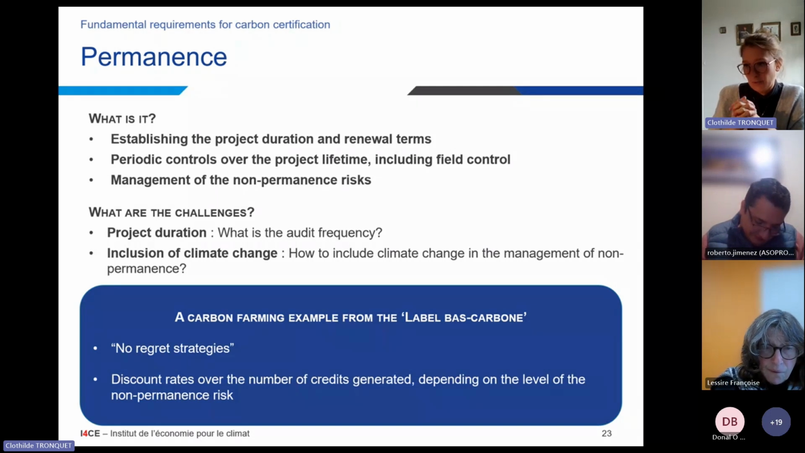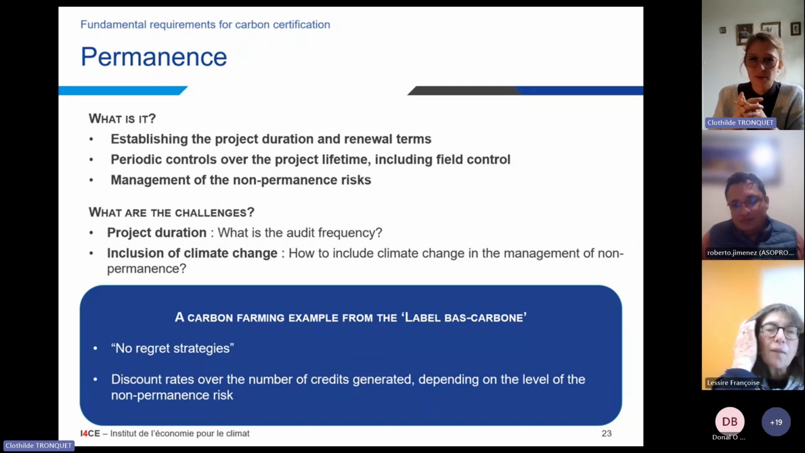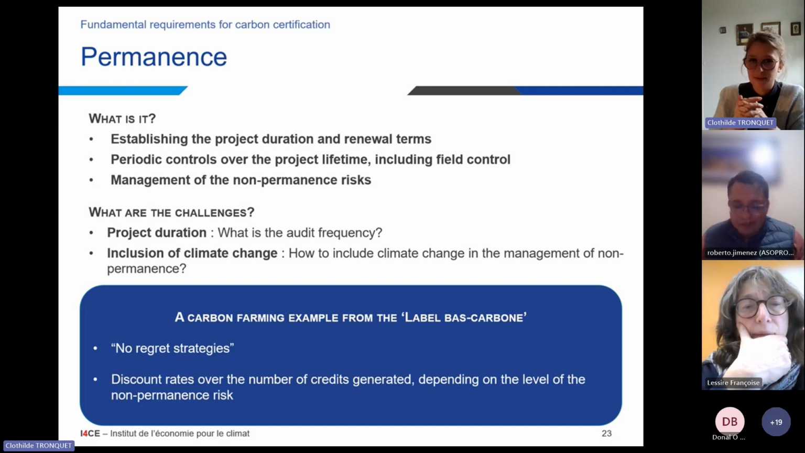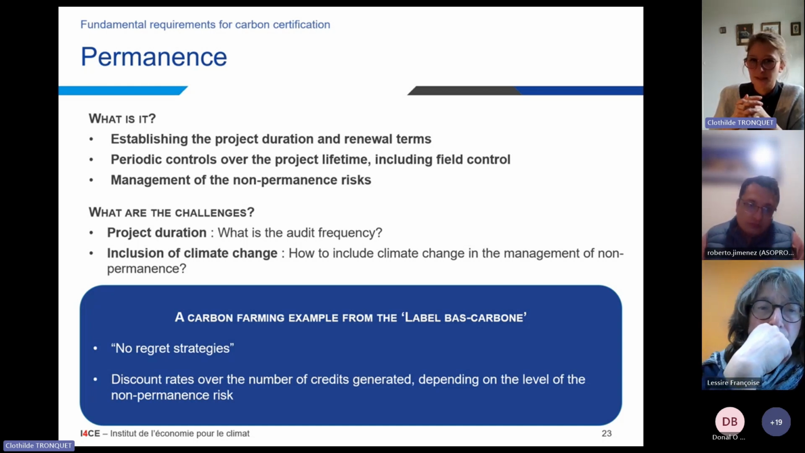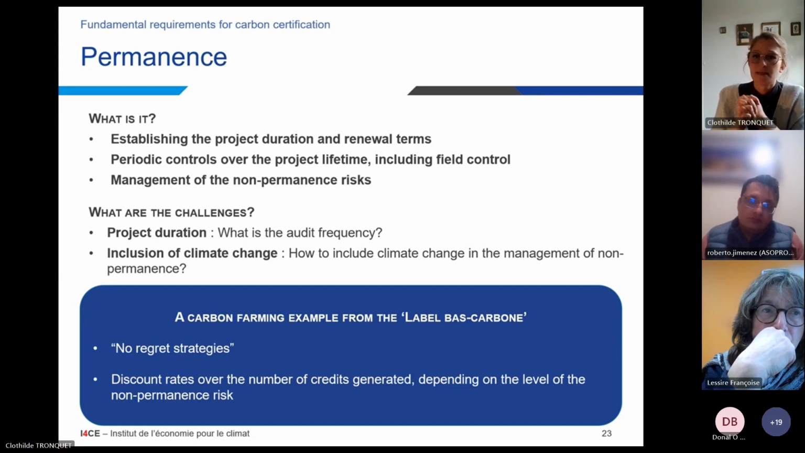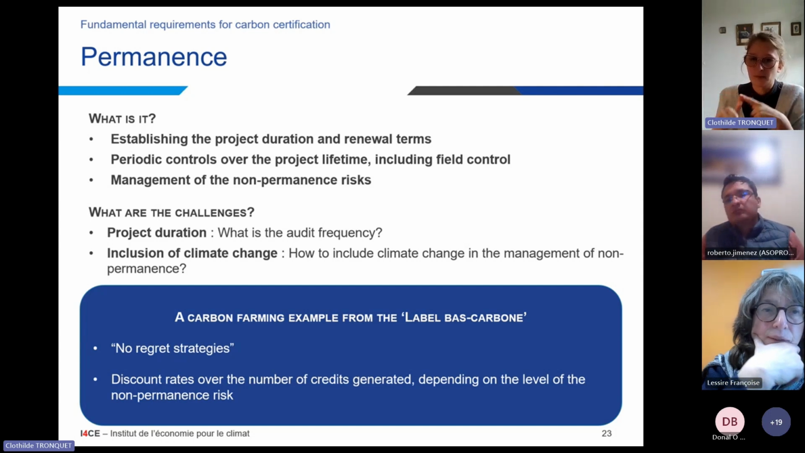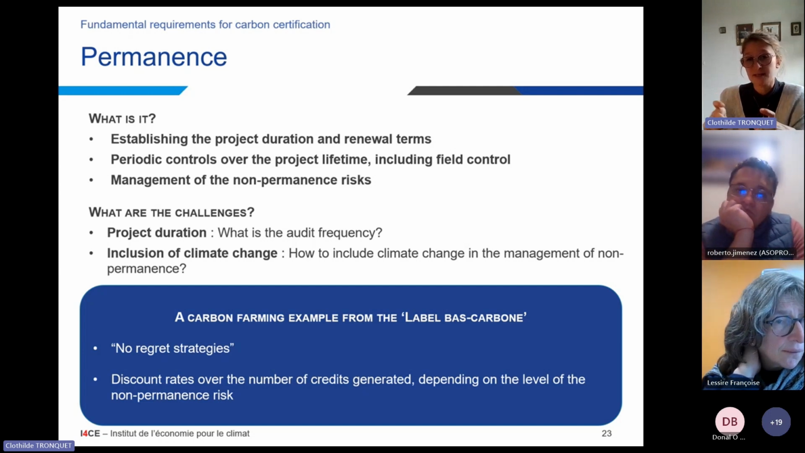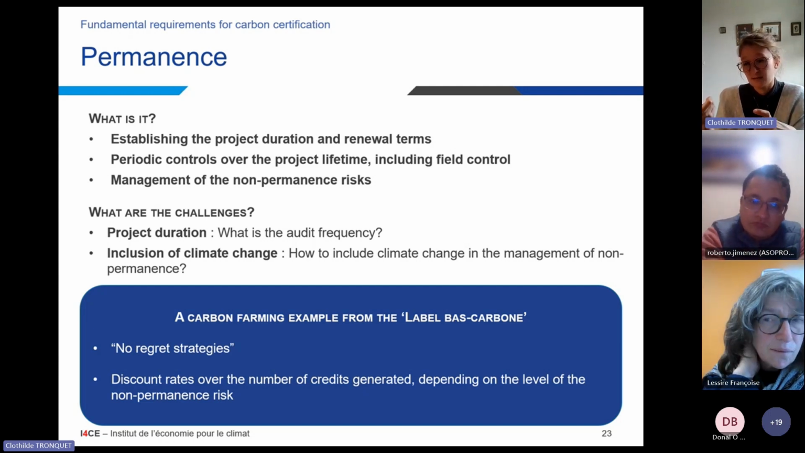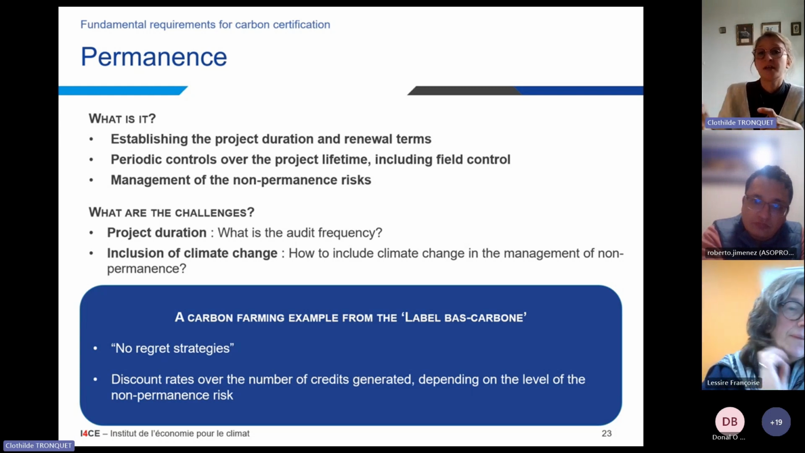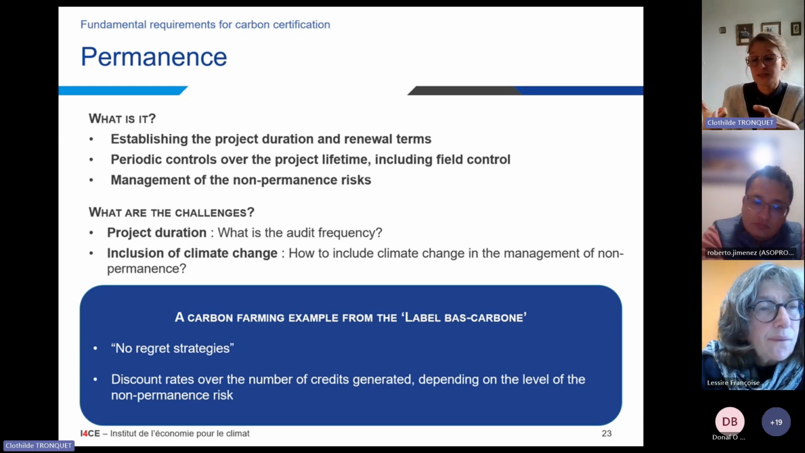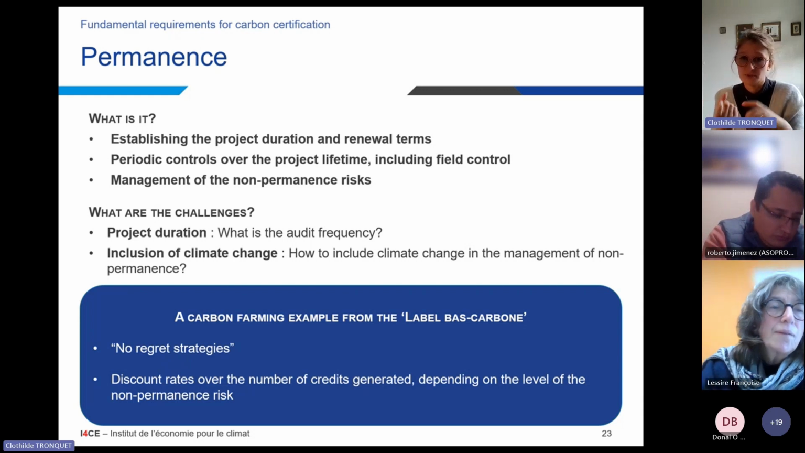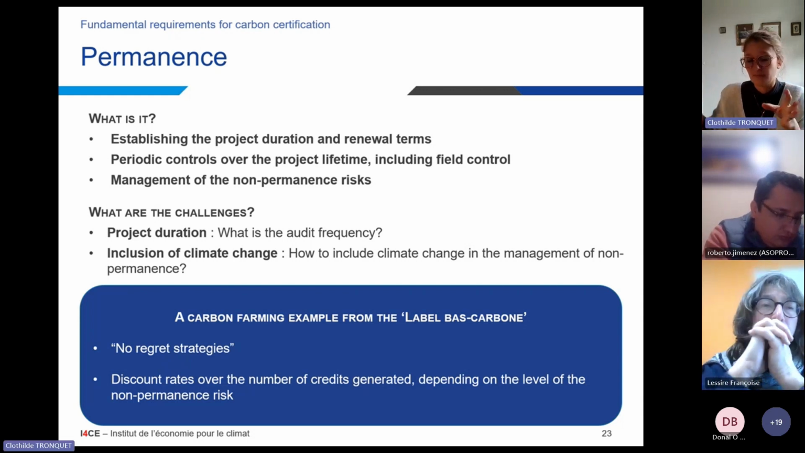Just an example from the Label Bas Carbone. There is a systematic 10% discount on certificates for forest methodologies that is supposedly taking into account the risks from climate and the sanitary risks. And then if you're in a region that has fire risks on top of that, you have an additional discount that can be up to 15%, so 10% plus 15%, for example.